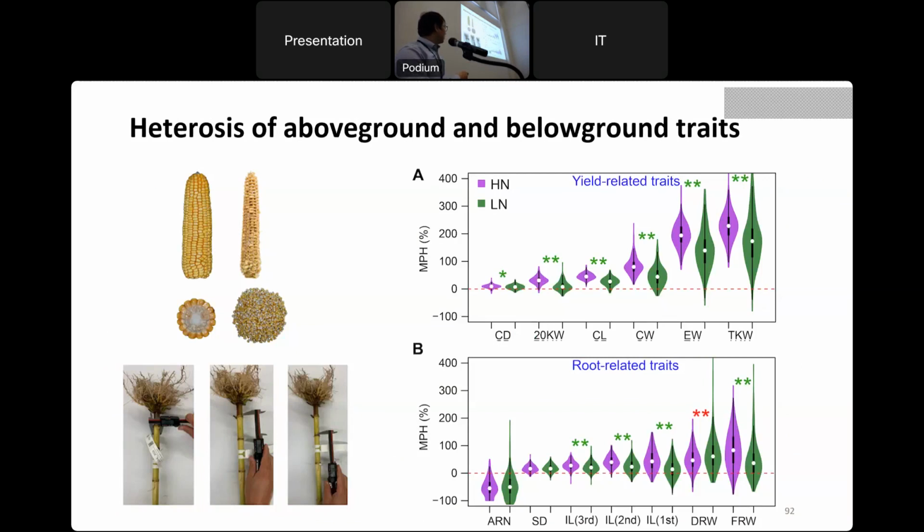So we measured the yield component traits and below ground root traits. So we found those traits, as expected, show heterosis, and the heterosis levels are different in high and low nitrogen conditions. And I want to highlight one point, that under low nitrogen conditions, the heterosis of root traits actually is more significant than the heterosis under high nitrogen conditions.